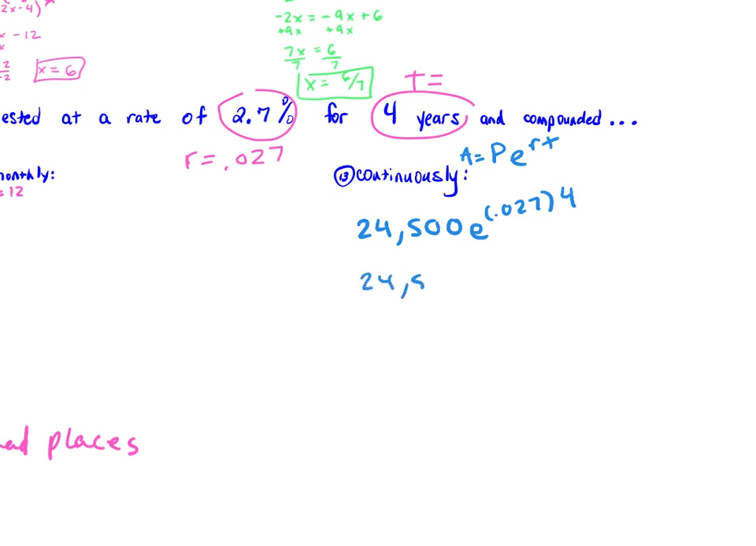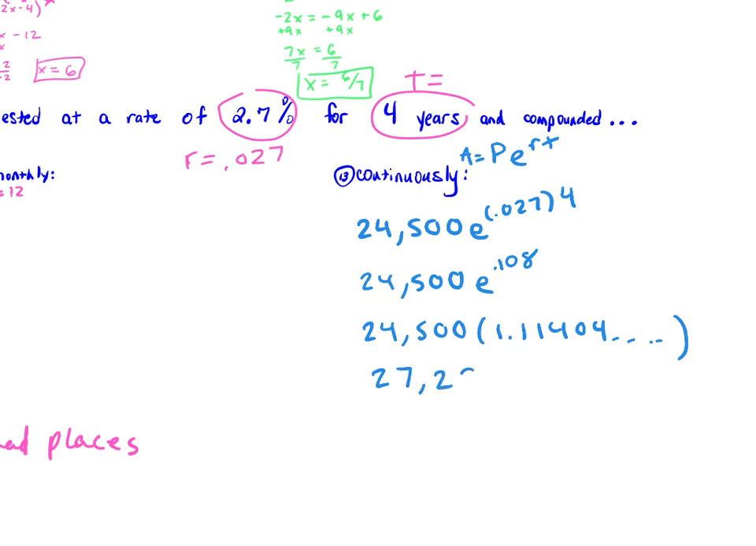So we have 24,500 times E raised to the power of 0.108. Click that E raised to the X button. So 24,500 times 1.11404. $27,294.17.